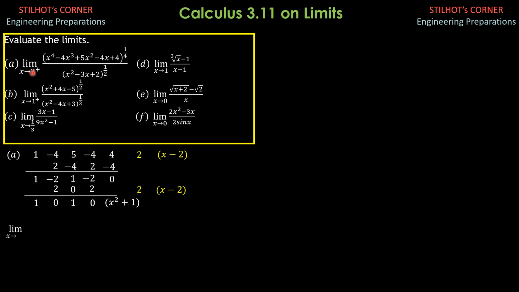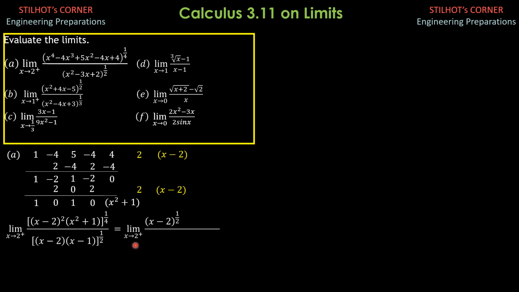So therefore, we rewrite this as limit as x approaches 2 from the right of x minus 2 quantity squared, then x squared plus 1, raised to 1/4, all over quantity x minus 2 times x minus 1, raised to 1/2. So x minus 2 squared raised to 1/4 is x minus 2 to the 1/2 also. So we have limit as x approaches 2 from the right, x minus 2 to the 1/2 times x squared plus 1 to the 1/4 over x minus 2 to the 1/2, then times x minus 1 to the 1/2.